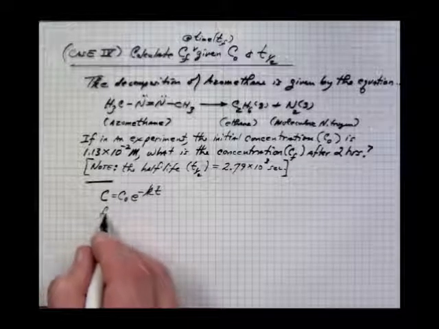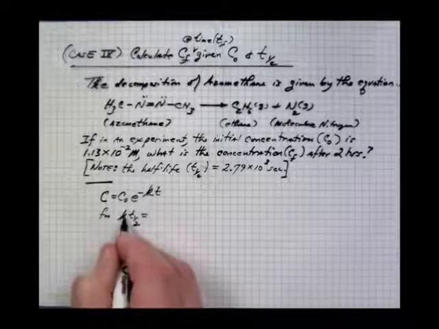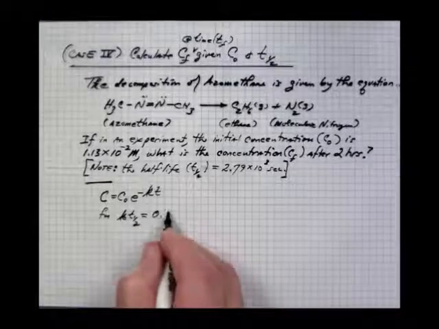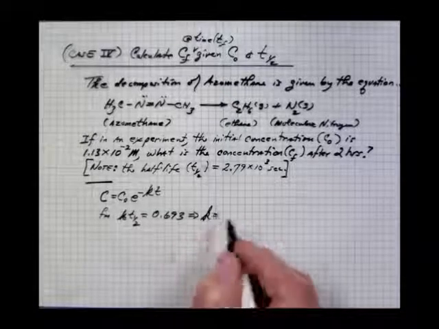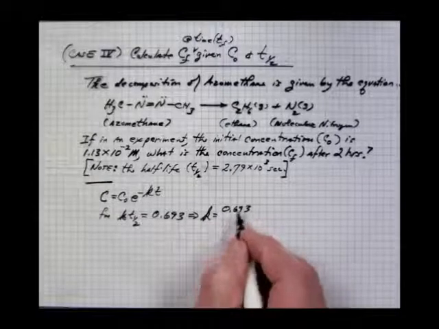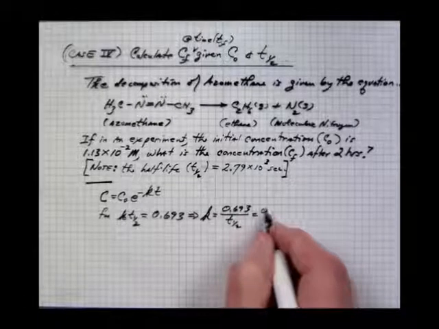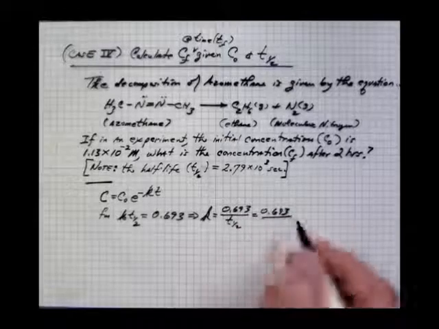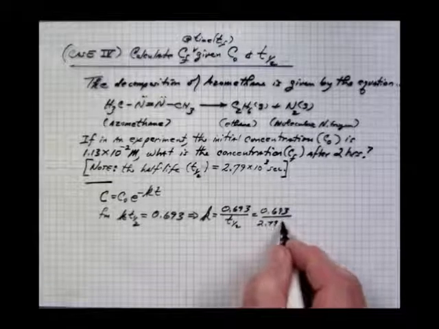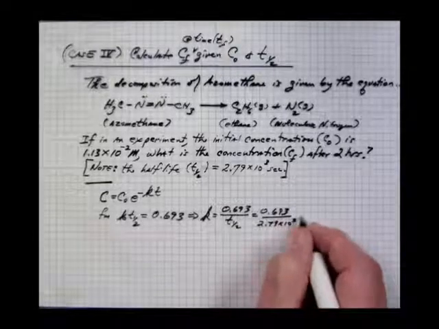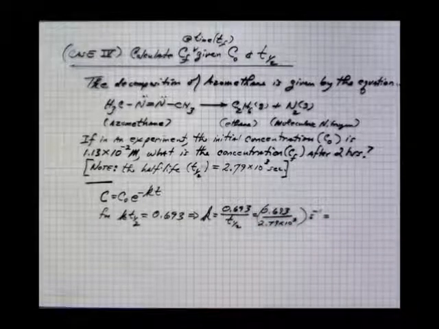So from K times T to the 1/2 equals 0.693, you can solve for the rate constant to be 0.693 over T to the 1/2, which is 0.693 over the half-life, given right here as 2.79 times 10 to the 3rd, and that's going to be in seconds to the minus 1.